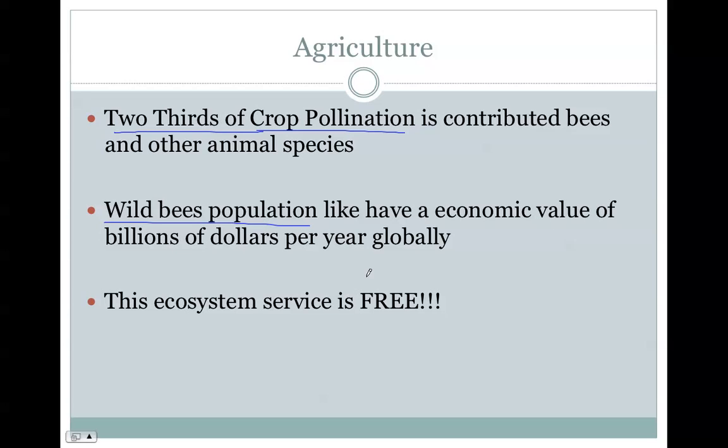The European honeybee is an alien species, but we have native wild bee populations, which are quite interesting and actually better, more efficient pollinators. They have a high economic value, right? Because these crops need pollinators, and it's been estimated at billions of dollars per year globally. If we had to pay these wild bees to do what they do for us, we'd have to pay them billions of dollars per year globally. This ecosystem service of pollination is free. It's pretty amazing. It's overwhelming, the positive effects that insects and bees have on our agricultural system, on us as humans, and on our survival. We're dependent on them.